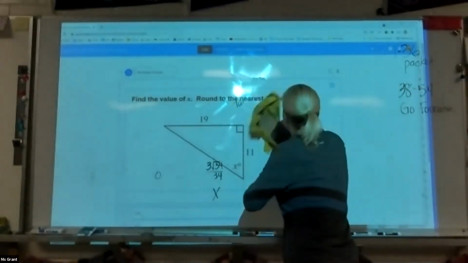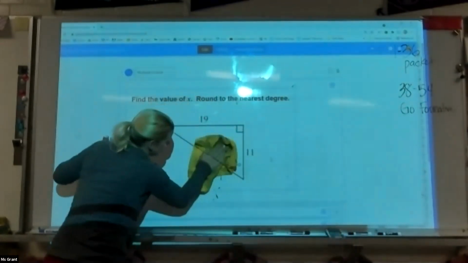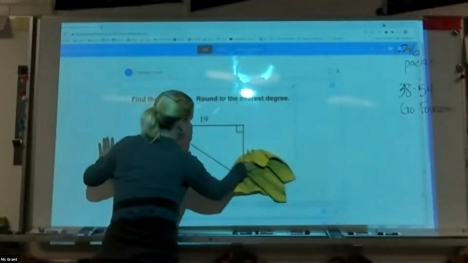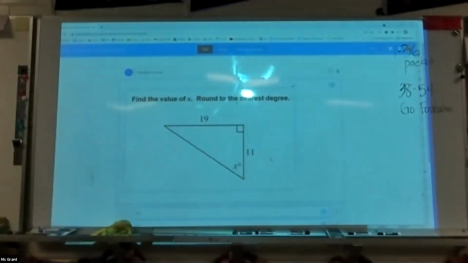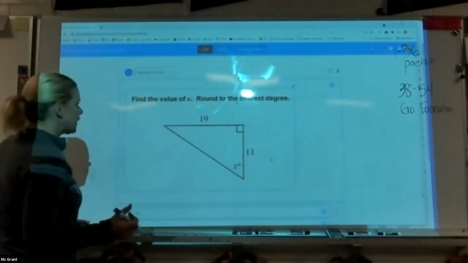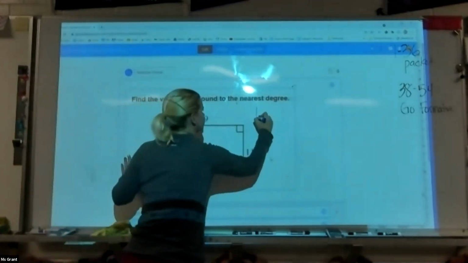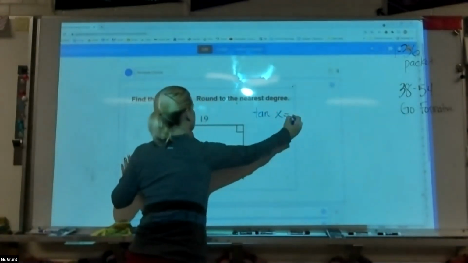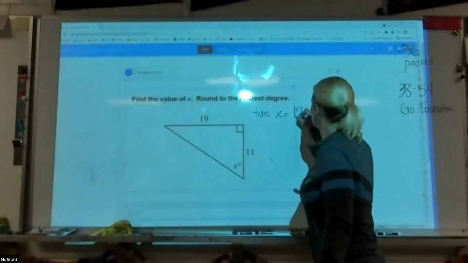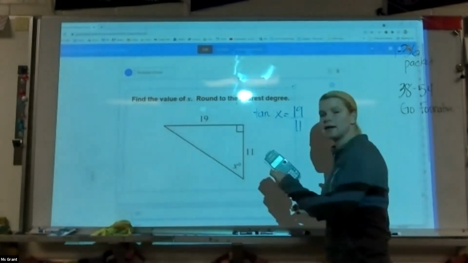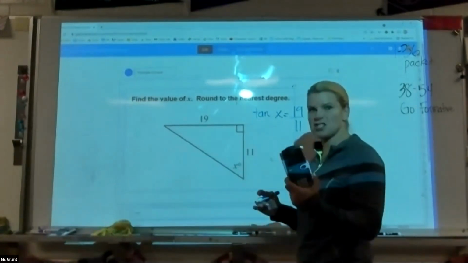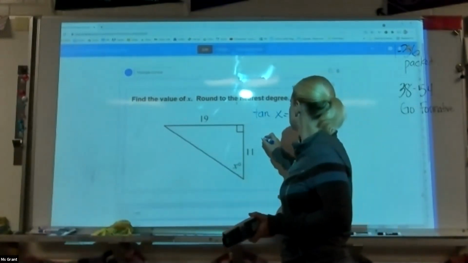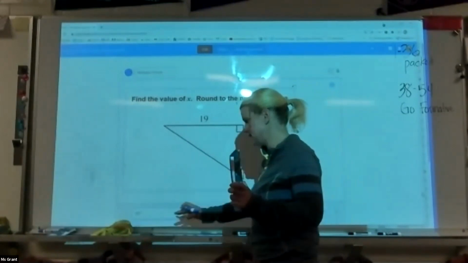So here's 72. And on 72, I'm going to do X degrees. Well, here's what I know. Opposite over adjacent. Tangent of X equals 19 over 11. In your calculator, this is you doing second function because I don't know the angle measure. So it's going to be tan or second tan.